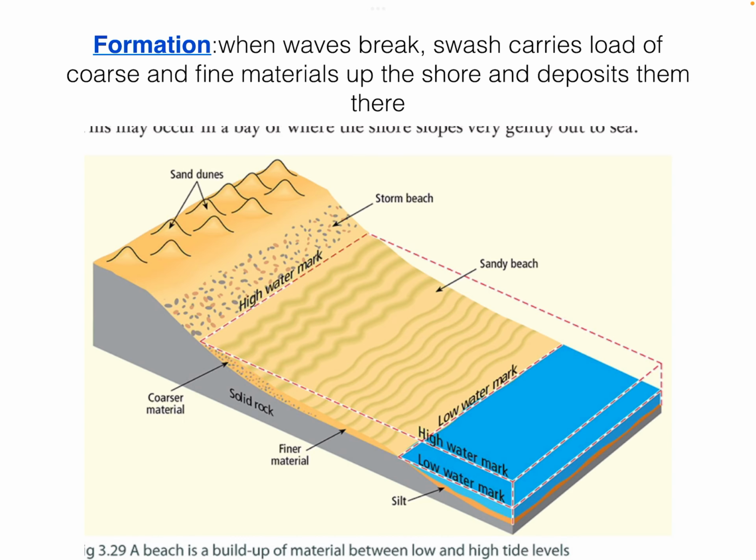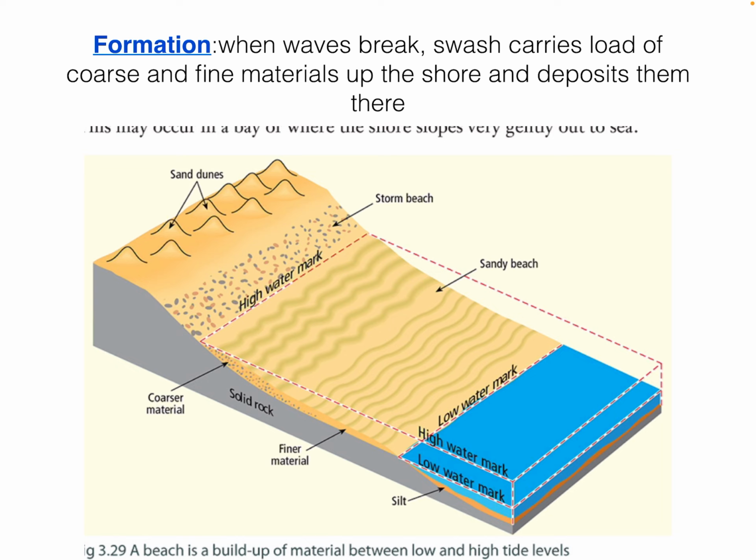So very quickly, what is a beach? A beach is a build-up of sand and shingle found between low and high tide level. How is it formed? Exactly what I was just saying there about longshore drift. As the waves reach the coast, they break, they slow down, they deposit the material that they're carrying. The swash has more energy. It drags the heavier, coarser material, like pebbles, up the shore. And it also brings the lighter sand particles, the finer materials, up the shore too.